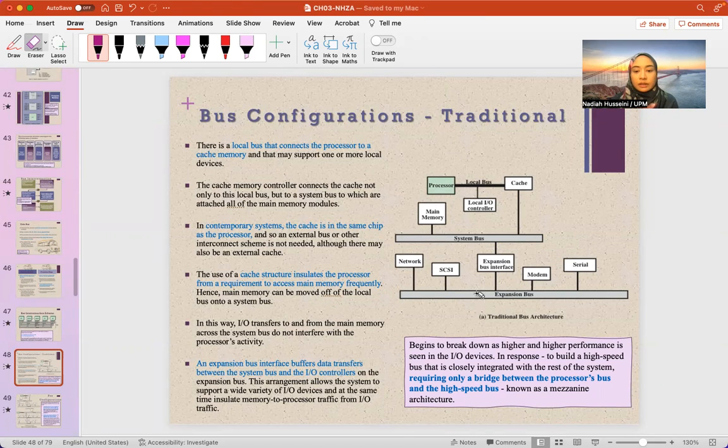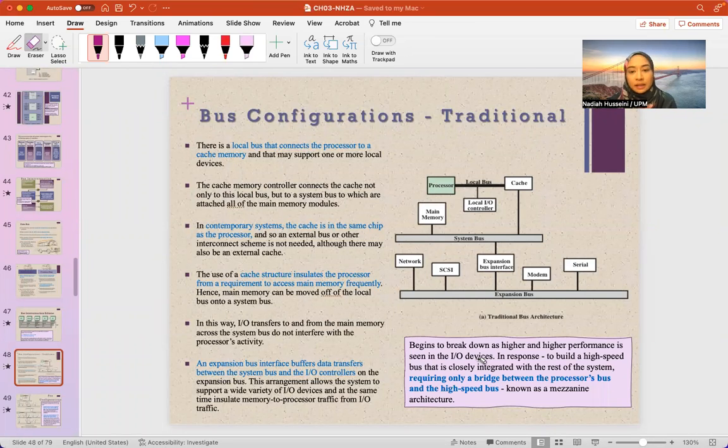However, this configuration begins to break down, as in the performance deteriorates, as higher and higher performance is seen in the I/O devices, as it is quite obvious because our graphics card is constantly upgrading.